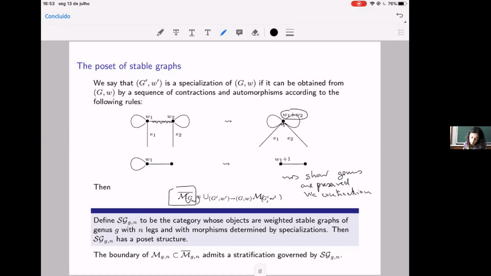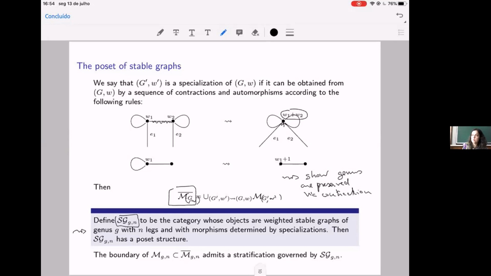Okay, so now, just to be more precise, using stable graphs of a fixed genus and number of legs, we define a category, the category SG_{g,n}, whose objects are weighted stable graphs of fixed genus and legs, and with morphisms determined by specialization. And we see that this has a partially ordered set structure, so this has a poset structure.